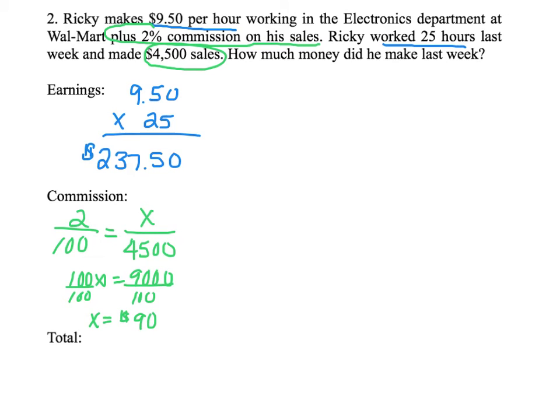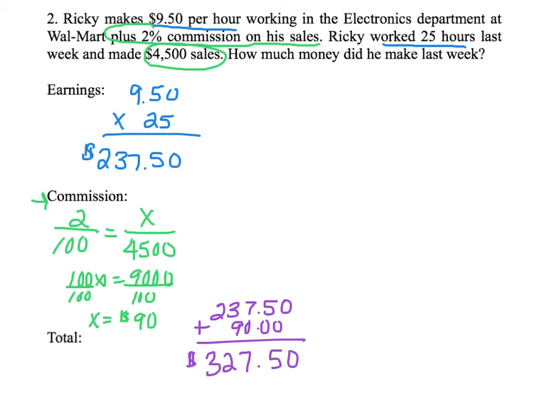So again, this $90 is the commission. That's how much he earns on top of his earnings. So my last step is to add how much he earned plus the extra commission he receives, and we get $327.50 as his final total for last week.